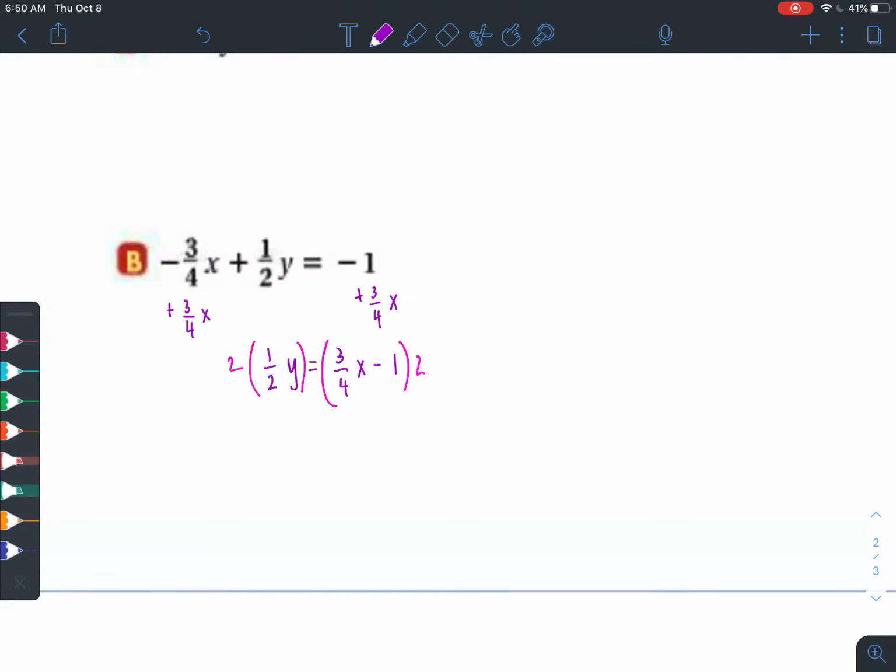So then this just becomes y. 3 times 2 is 6, so 6/4x, and then 1 times 2 is 2. And we do want to simplify that down, so we get y equals 3/2x minus 2.